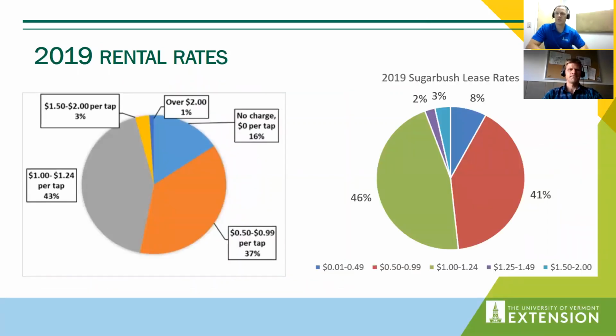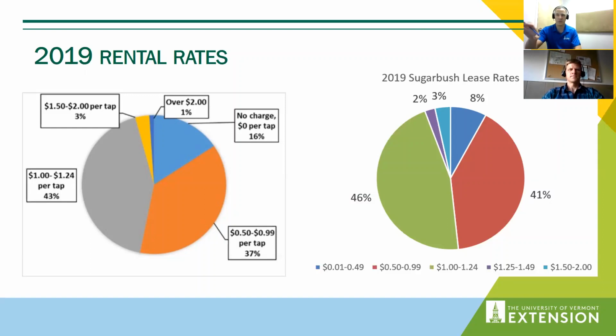Okay, so those were 2017, and then looking back at the survey from last fall, we've got two different ways of looking at the data here. So I'm going to explain the pie chart on the left. This includes all the people in the survey that said that we are in fact renting property. And the key difference between the pie chart on the left and the one on the right is the pie chart on the left includes the 16% of the respondents that did rent woods, but then indicated there was no charge, $0 per tap. We think that some of those people through their comments have actually had some barter or some exchange, but not all of them necessarily. So that is just an important feature of the pie chart on the left.